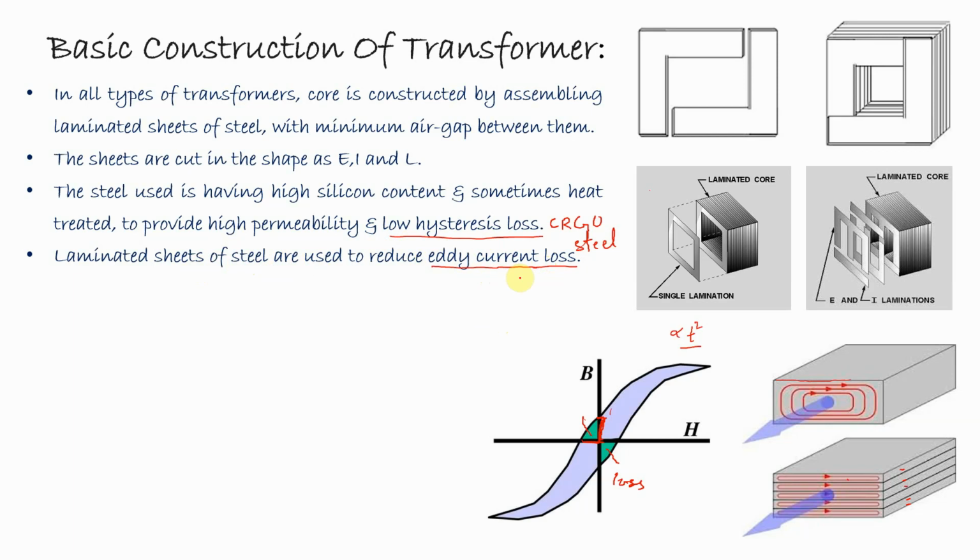Generally, the thickness of the sheets is between 0.3 to 0.5 mm. This is the thickness of the sheets used to create the structure, or to make the core, of the transformer. Here it can be seen that this is the E and I shape. The thickness of each sheet is between 0.3 to 0.5 mm.